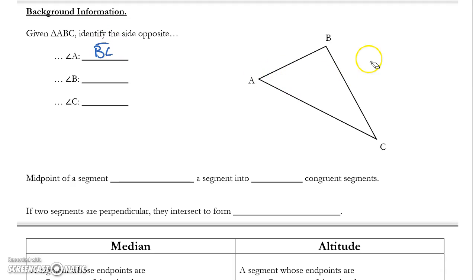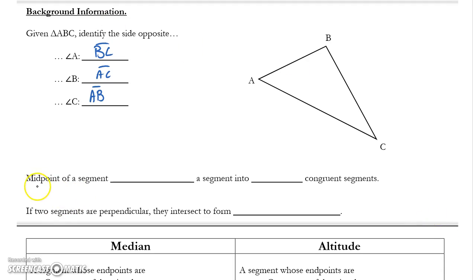Okay, and then we can do the same thing for our other angles. Angle B opens up and opposite is this segment, segment AC. And finally, angle C, opposite, it opens up to segment AB. That's an important idea as we move into talking about medians or talking about altitudes.